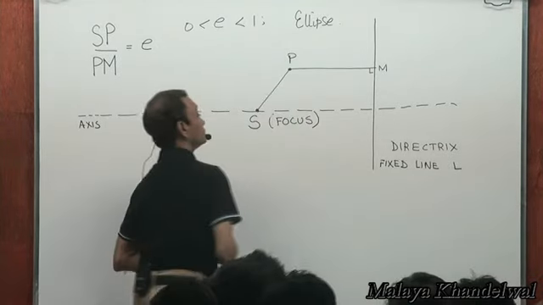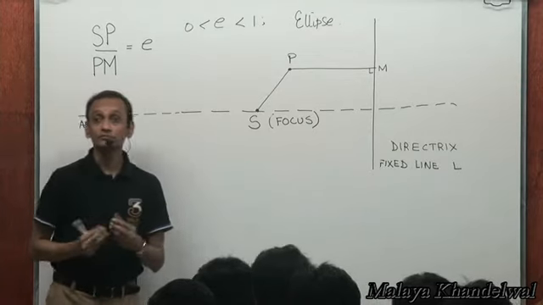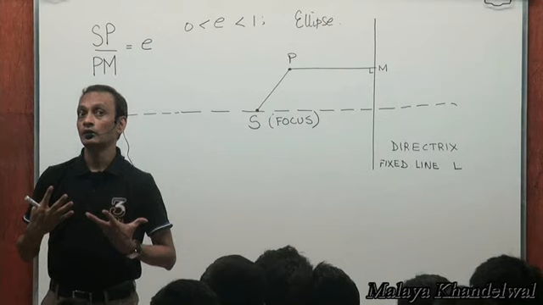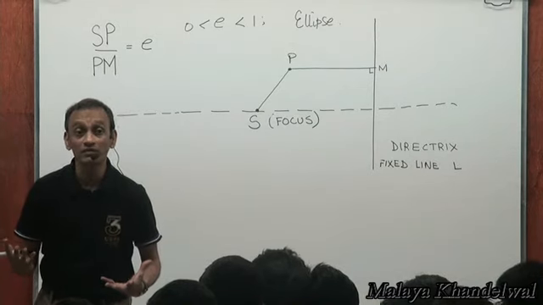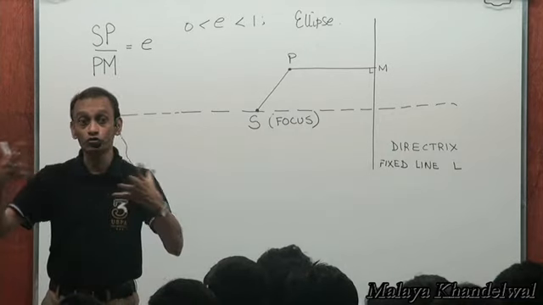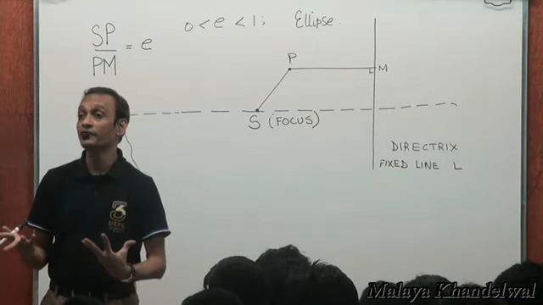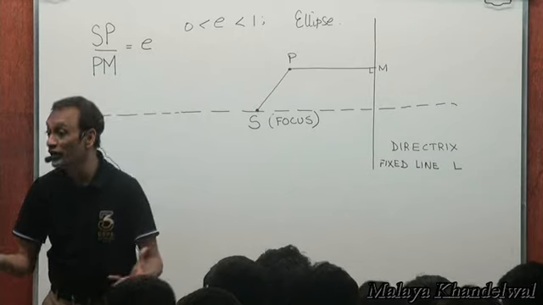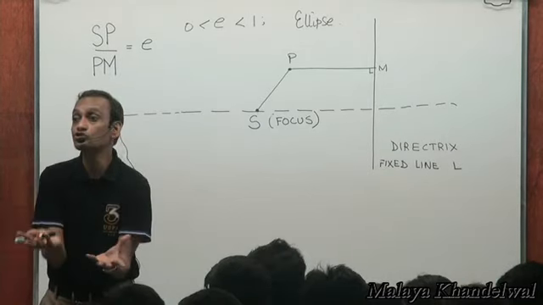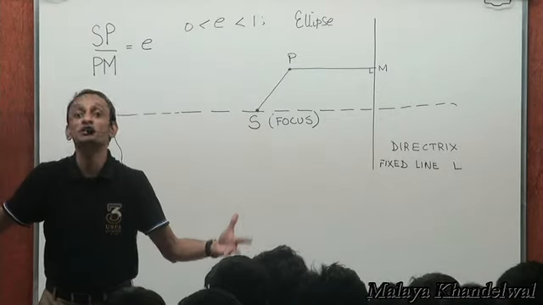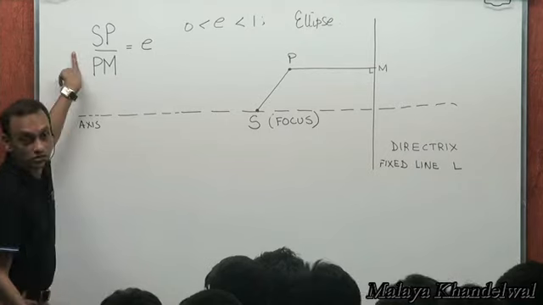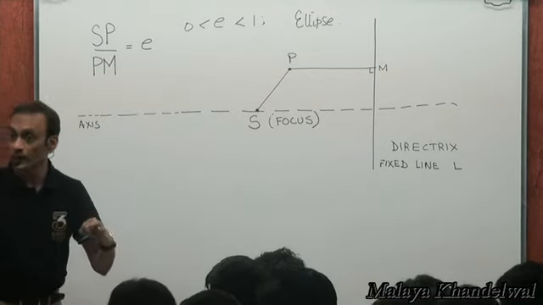Now, I need to give the path an algebraic form, right? In order that I could give it an algebraic form, I would need to define my coordinate axes. I would need to define the origin of coordinates. Based on that, we would have to give an algebraic look to the path described by P subject to this condition. Yes or no? Right?